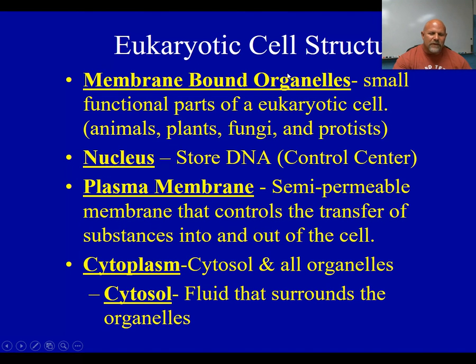Eukaryotes have a little bit different structure than prokaryotes. So they have lots of membrane-bound organelles. Basically, the purpose of organelles is to increase the efficiency of the cell because each organelle will have a specialized job that it does. Eukaryotes also have a nucleus where we're going to store the DNA, and it kind of acts as a control center of the cell.